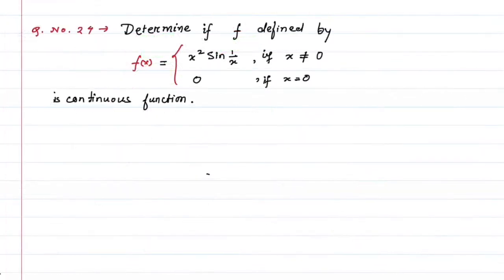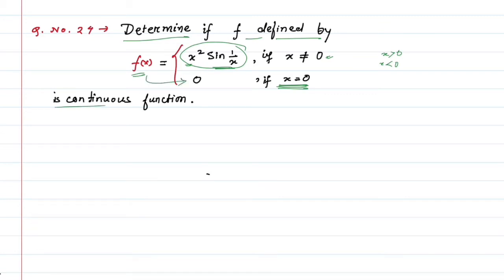Hope you have understood. Now question number 24: determine if f defined by f of x is equal to x square into sine of 1 by x if x is not equal to 0, that means when x is greater than 0 and when x is less than 0, and f of x is 0 when x is equal to 0, is continuous or not. Let us determine that.